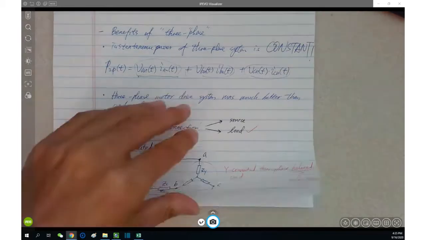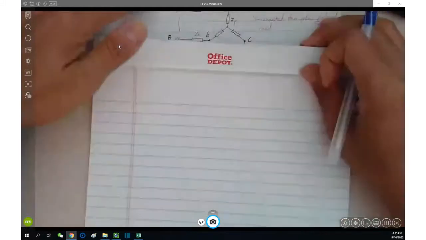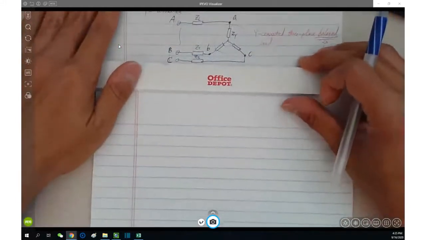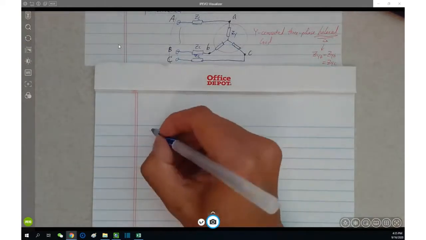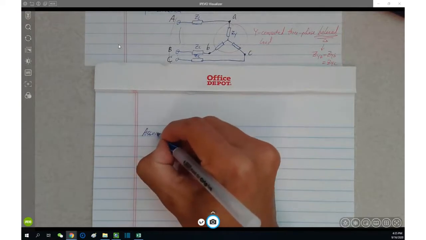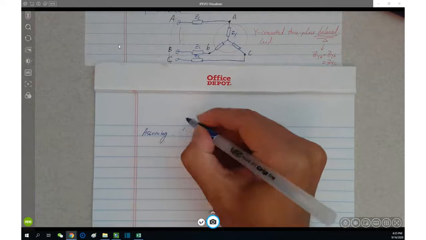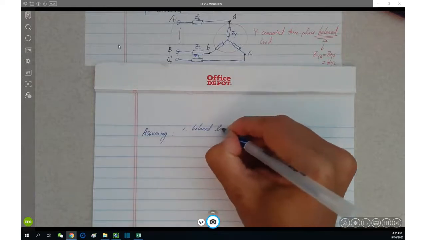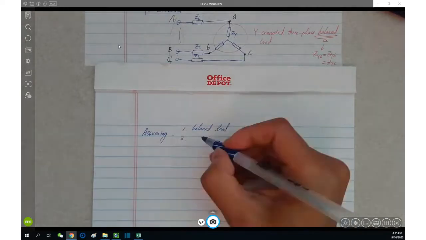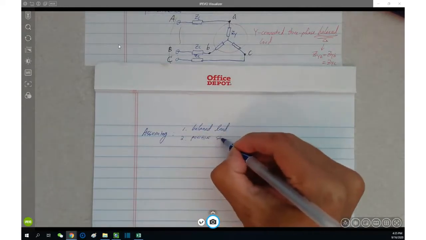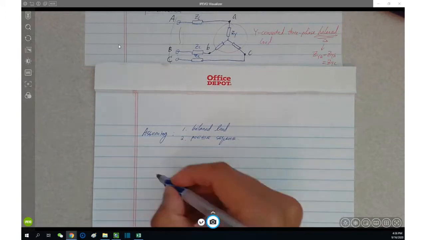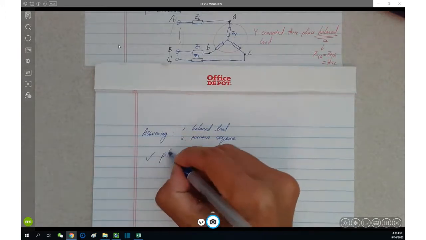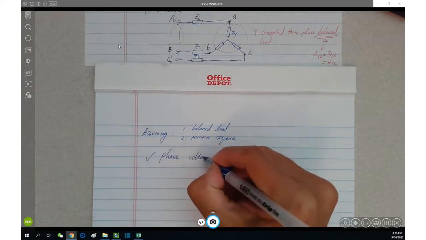This is the Y-connected load, and what you need to know is actually these concepts. First, assuming balanced load, as we have mentioned. Second, assuming positive sequence we are talking about, rather than negative. And then we study the first term, phase voltages.